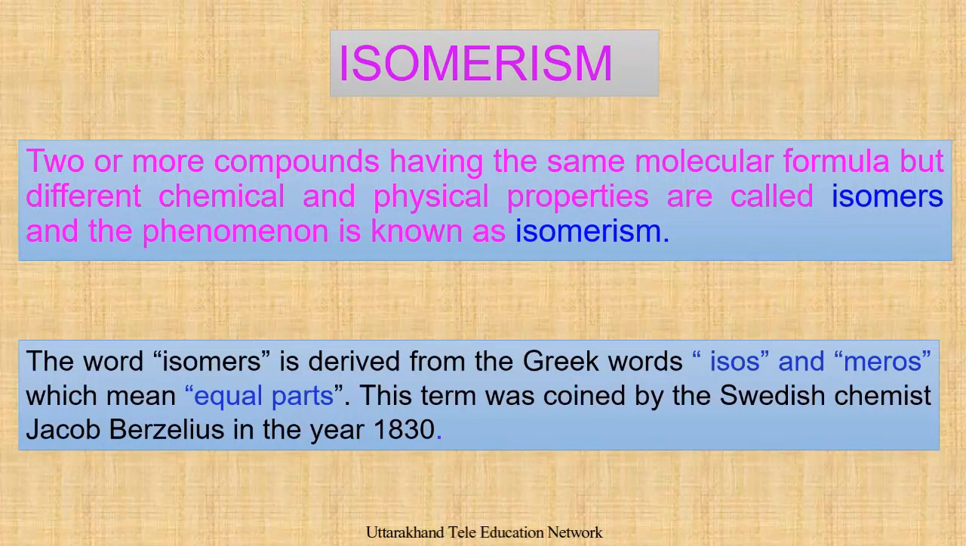This variation of the structure, that is different structural formulas or three-dimensional arrangement of atoms, can lead to different physical and chemical properties. Hence these compounds behave as different compounds with the same molecular formula. So isomerism is defined as: two or more compounds having the same molecular formula but different chemical and physical properties are called isomers, and the phenomenon is known as isomerism. From the Greek word isos meaning equal and meros meaning part, the term was introduced by the Swedish scientist Jacob Berzelius in 1830.